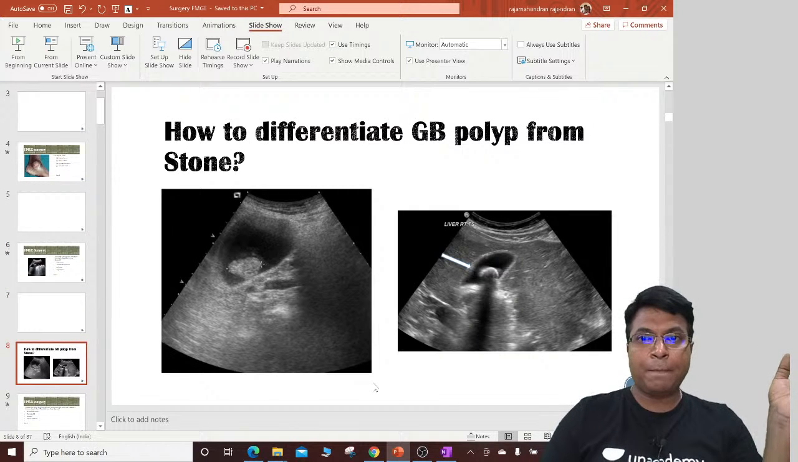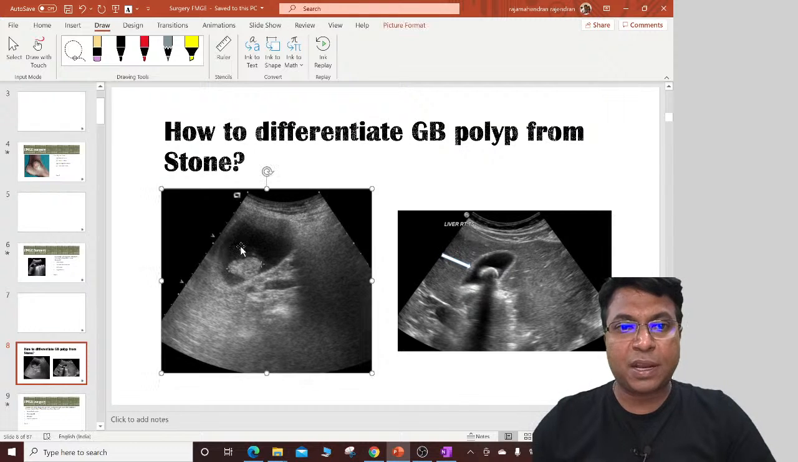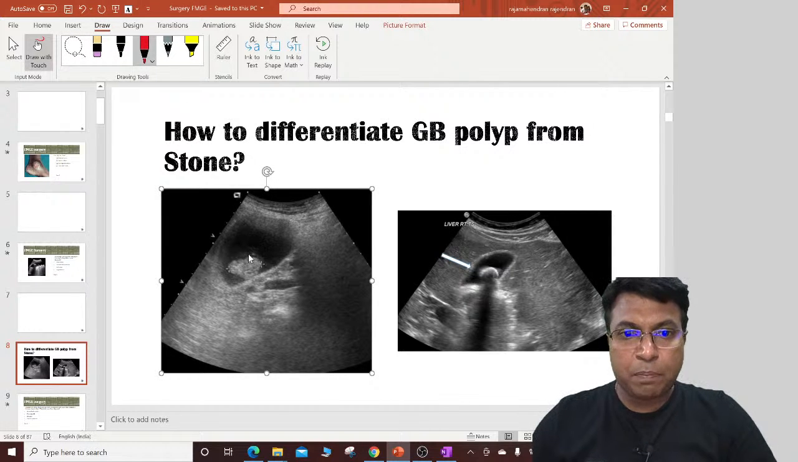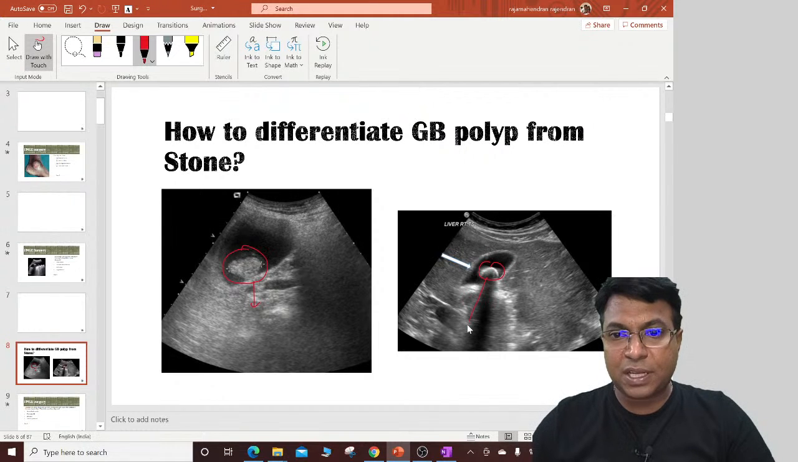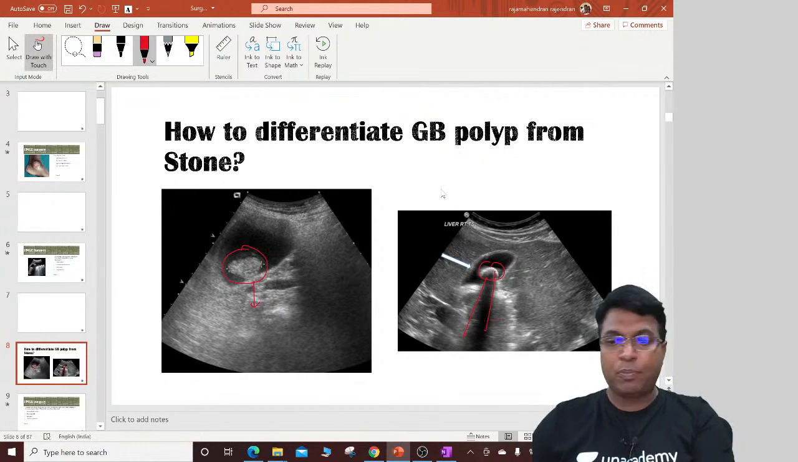Okay. So this is a picture showing you a classical picture you are seeing here. You can see the picture of a polyp. You can see this is a polyp. There is no posterior acoustic shadow. This is a stone. You can see the typical posterior acoustic shadow. This is a classical finding to differentiate gallbladder polyp from stones.